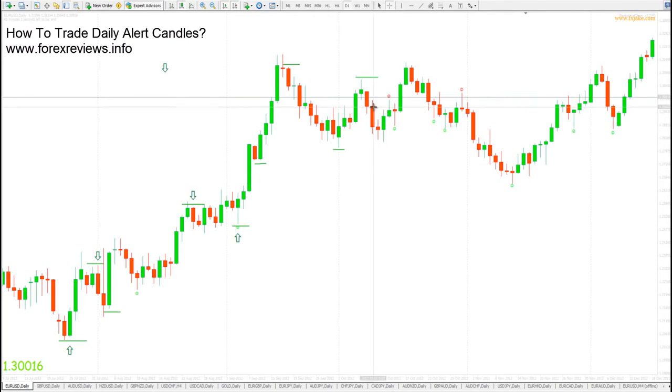So let's get back to this. Okay, so this one closed like this. This is an entry candle, right? So that's another 40 pips.